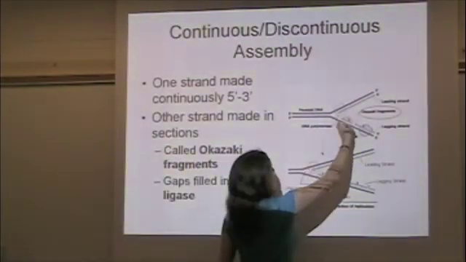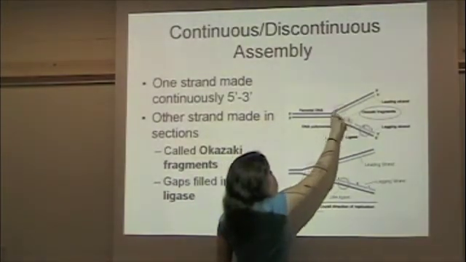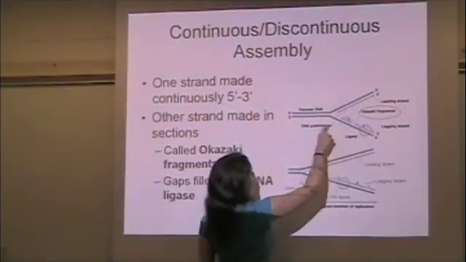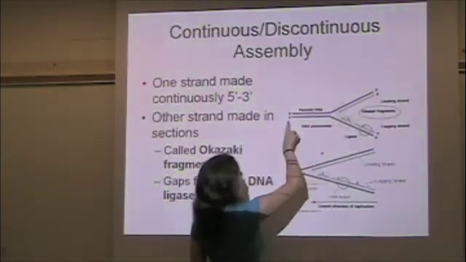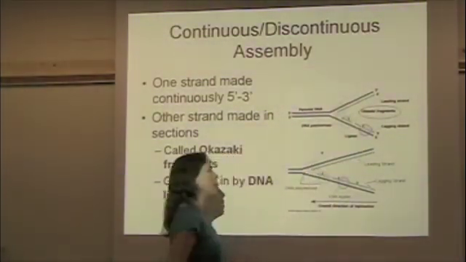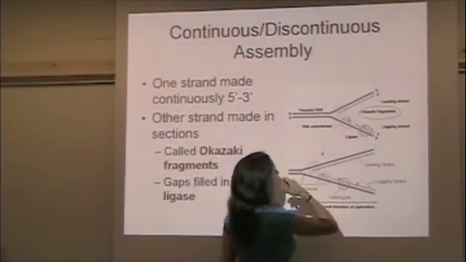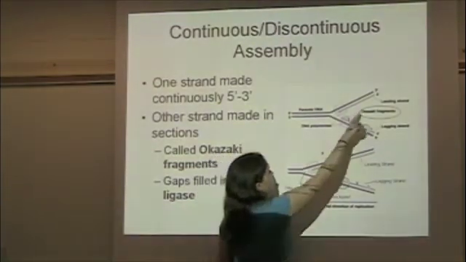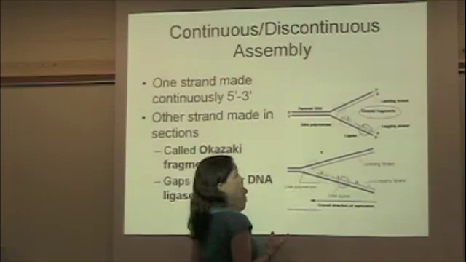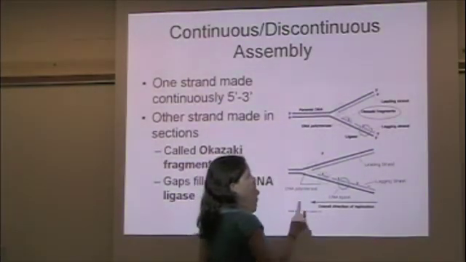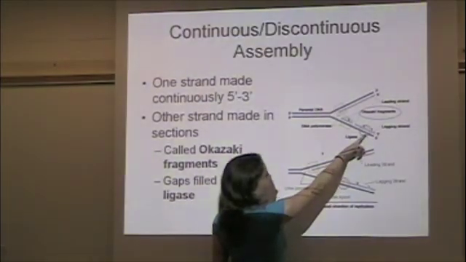So here's part of the replication bubble, and the square is DNA polymerase, and the circle is DNA ligase. And so you can see that one strand is 5' to 3', and the other strand is upside down, 3' to 5'. So one strand is made continuously. That's called the leading strand because it occurs faster, and it's made 5' to 3', DNA polymerase adding the free nucleotides.